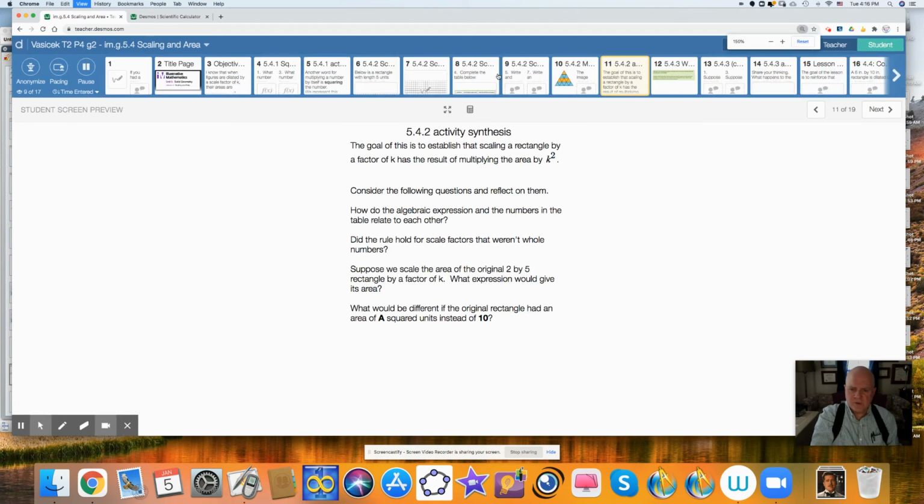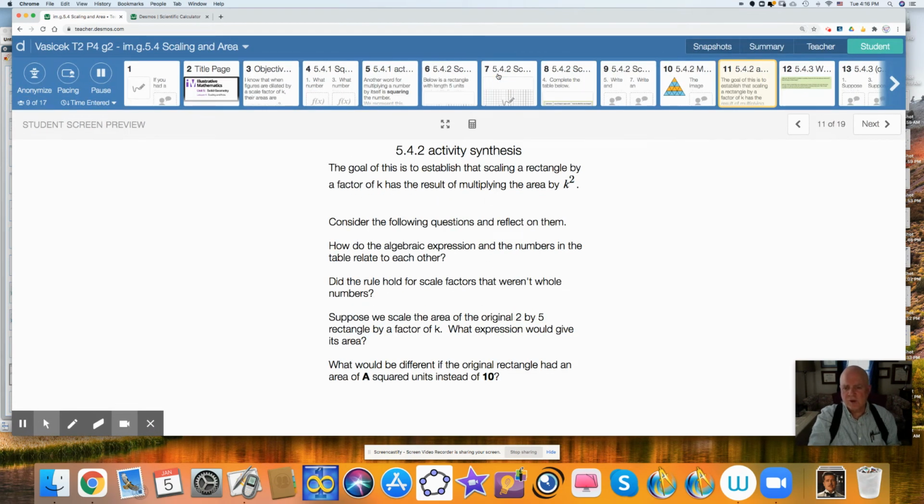Here we have some things to ask ourselves about. The goal of this is to establish that when you scale a rectangle by a factor of k, its result for the area is k squared. That's the whole big idea. If you can understand that, understand where it comes from. Notice it has a length component and a width component. When you scale the length by k and you scale the width by k, that's k squared. That's where you get the k squared from.